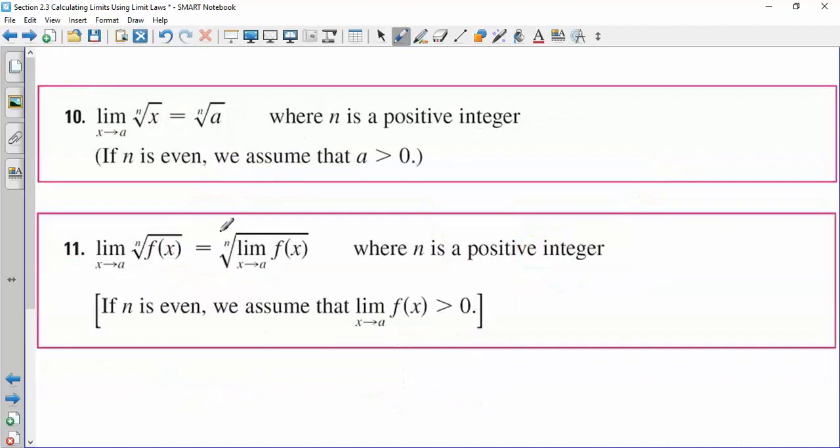Last two, same thing works for under a radical. So if I said the cube root of x, you can just bring that 3 in. And if you have a function under your radical, you can bring the limit under the radical. So tomorrow we are going to start working examples with all these. I just want to kind of touch on what these rules were.